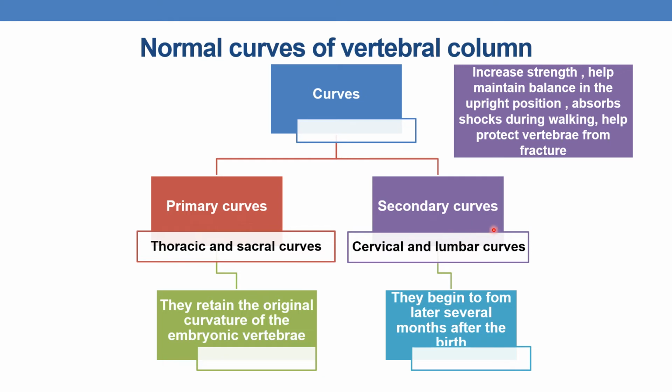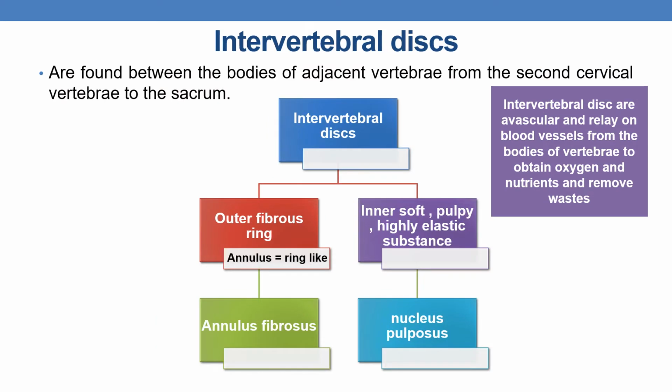Now coming to secondary curves, they begin to form later, several months after birth. Examples of secondary curves are the cervical and lumbar curves. Cervical and lumbar curves are not present at birth, but they develop over several months. For that reason, they are called secondary curves.